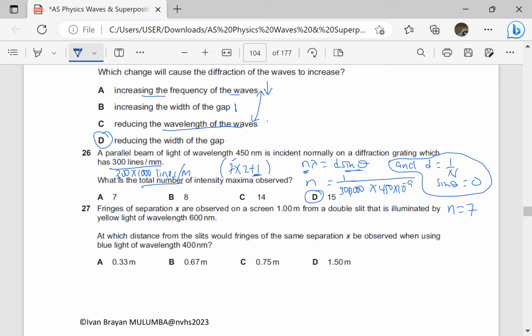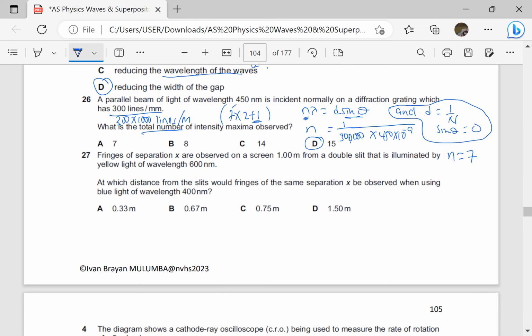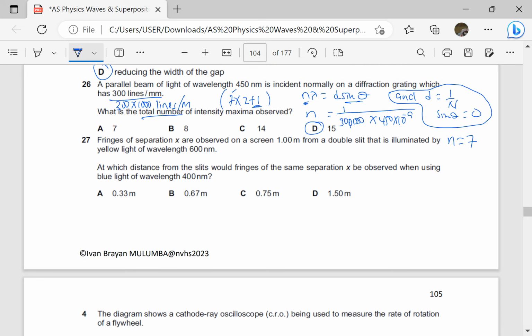Fringes of separation X are observed on a screen 1 meter from a double slit that is illuminated by yellow light of wavelength 600 nanometers. At which distance from the slits would fringes of the same separation X be observed when using blue light of wavelength 400 nanometers? For Young's double slit, we know that lambda is equal to A times X divided by D.